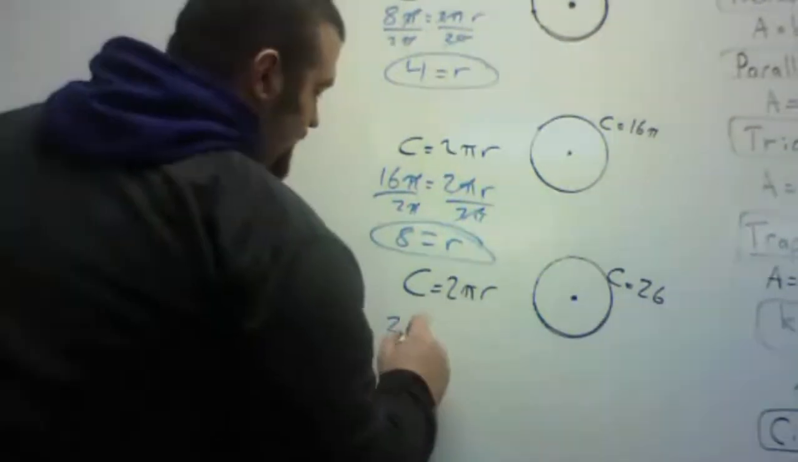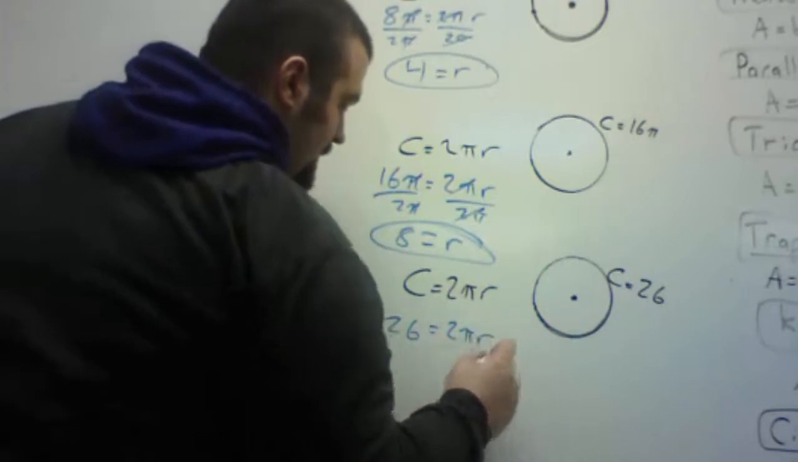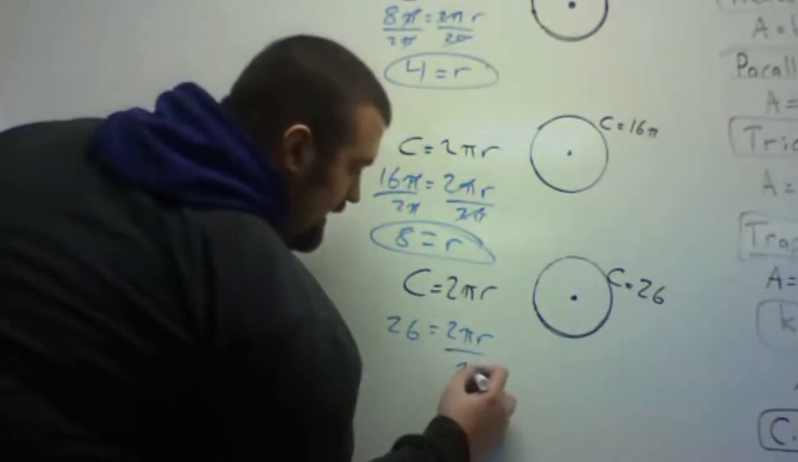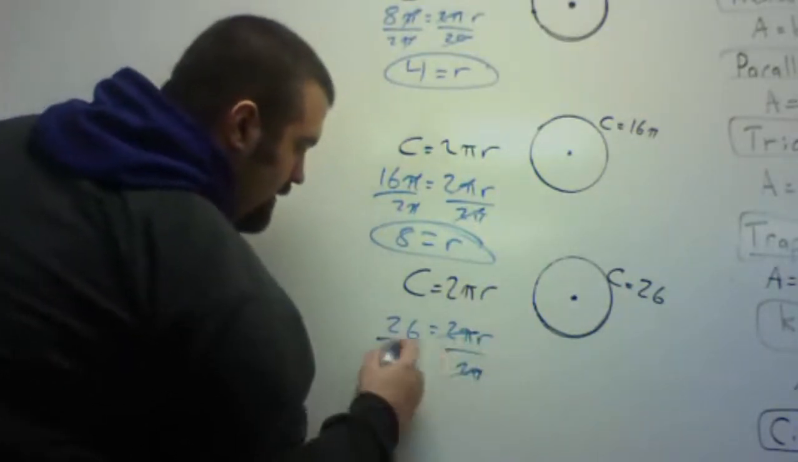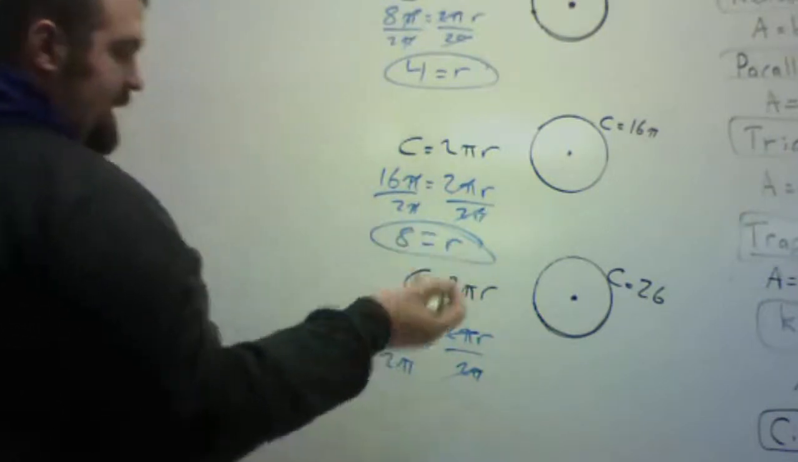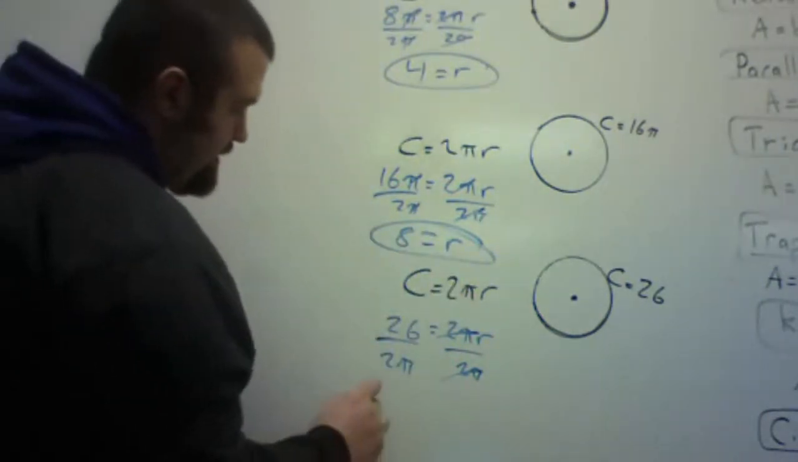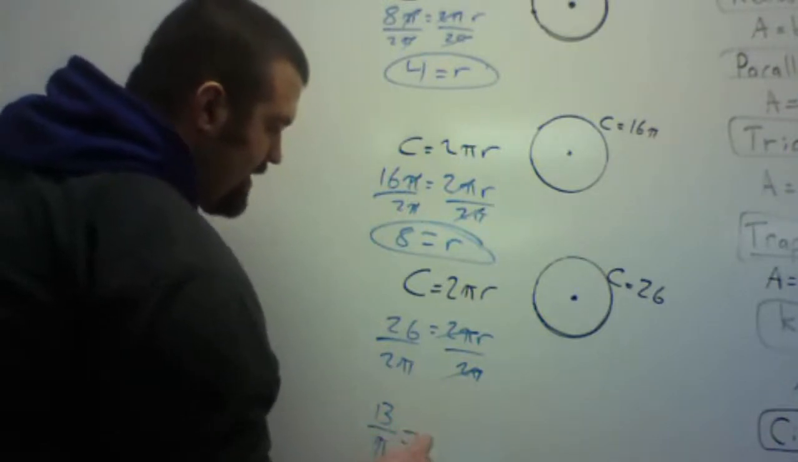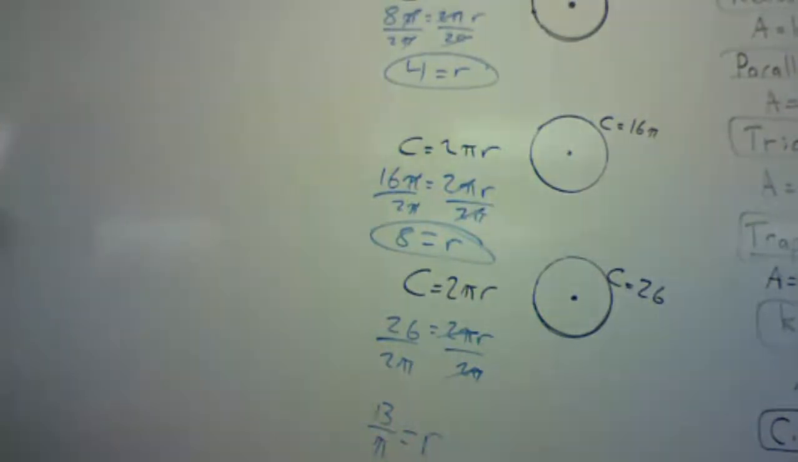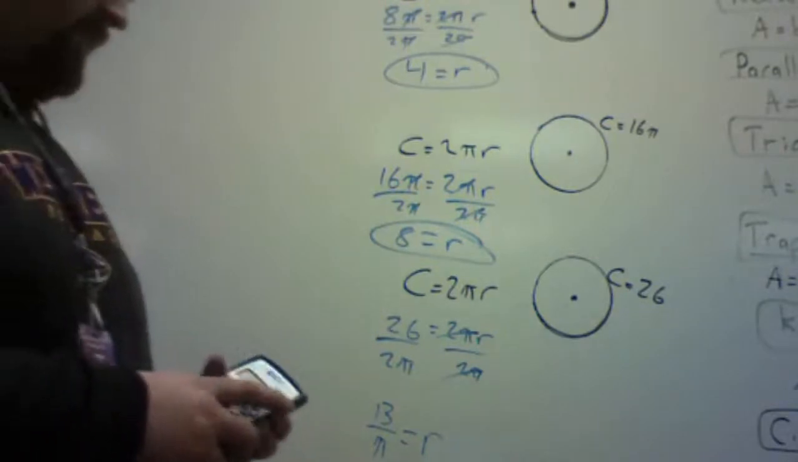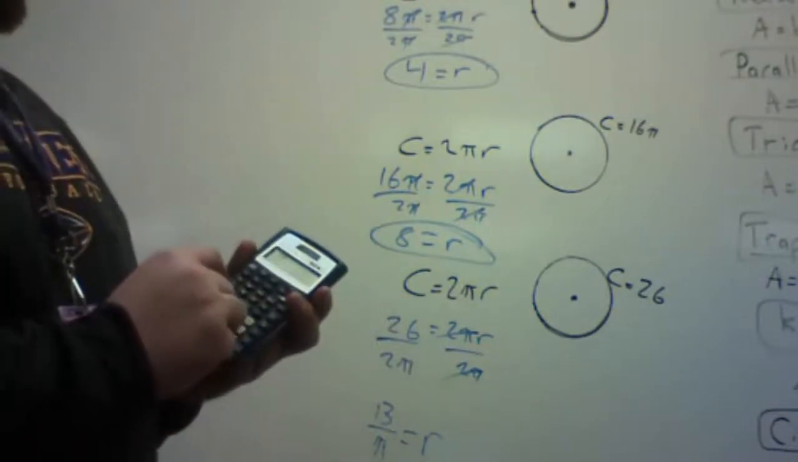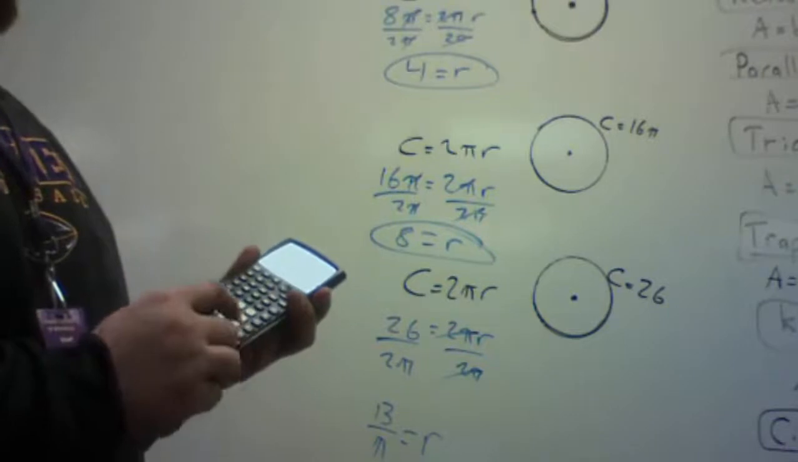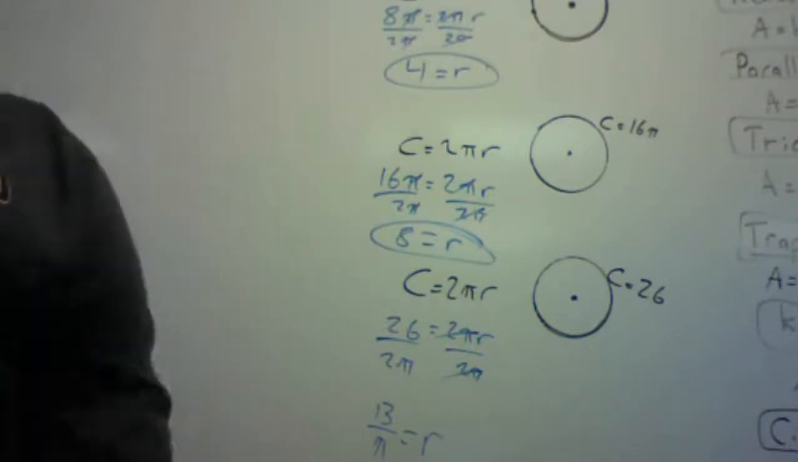Plug 26 in for circumference equals 2 pi r. Divide both sides by 2 pi. And I look, 26 divided by 2 is 13, but pi doesn't cancel out this time. So how do I get rid of pi, or how do I enter that? Well, I just take 13 divided by pi and enter, and I get 4.14.